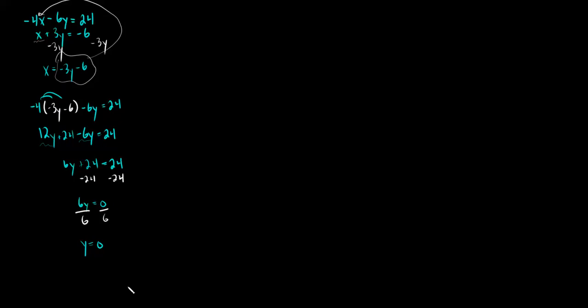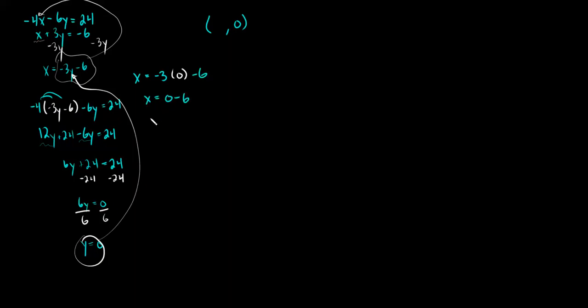Think about it logically. So now we have y is 0, so I don't know what x is, but I know y is 0. I can quickly find out what x is by taking y and substituting it in for y to solve for x, okay? And that's exactly what I'm going to do. So I have x is equal to negative 3y minus 6. Well, we just found out that y is 0. So we have negative 3 times 0 minus 6. So we're going to have x is equal to 0 minus 6.